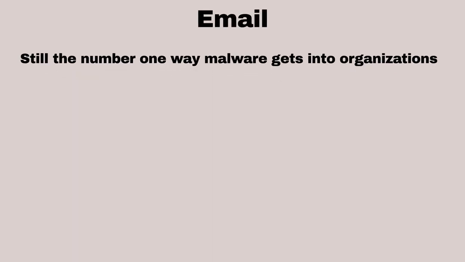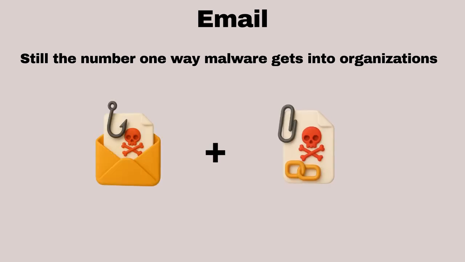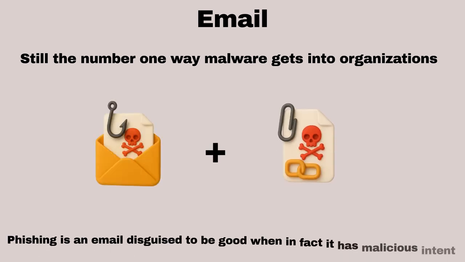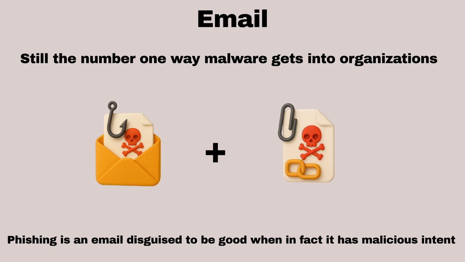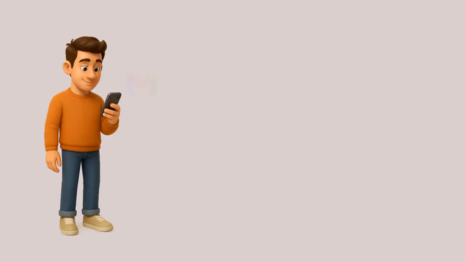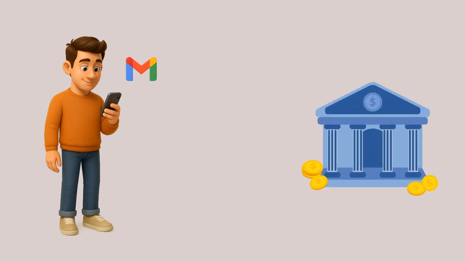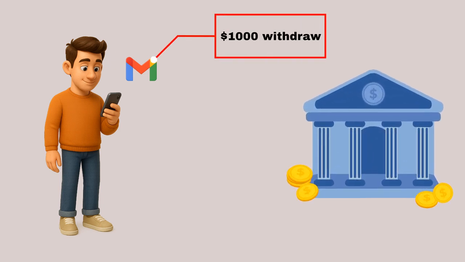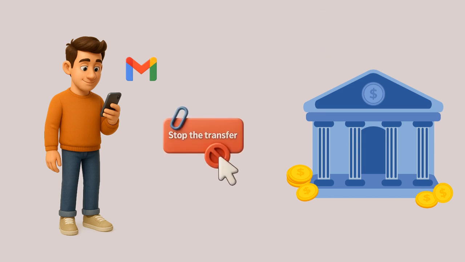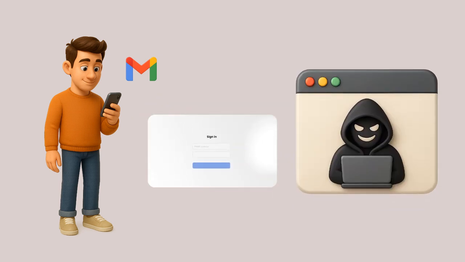Here are some examples. You have your email. Email is still the number one way malware gets into organizations. A well-crafted phishing email plus a malicious attachment or link is all it takes. Phishing, by the way, is an email disguised to be good when in fact it has malicious intent. For example, you receive an email, supposedly from your bank, asking you to confirm a $1,000 withdrawal. You immediately click the link to stop the transfer. Rather than taking you to the bank login screen, you're taken to the hacker's page that looks just like your bank. You enter your credentials and boom, the hacker now logs in to your actual bank with your actual credentials.